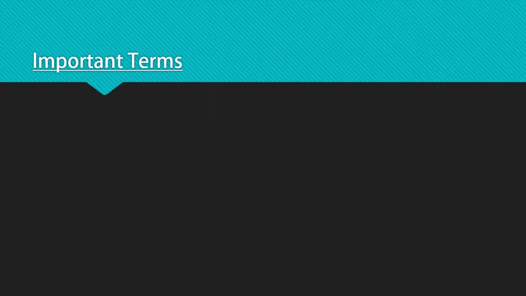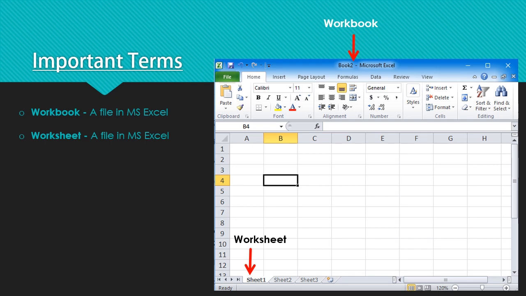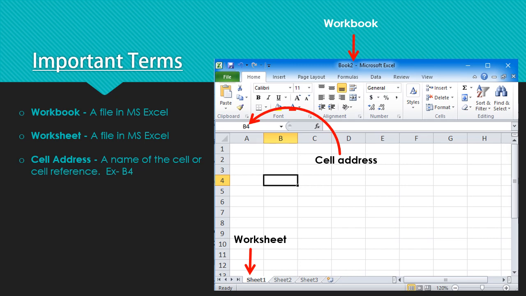Important terms. A file in MS Excel is called a workbook. A page in MS Excel is known as a worksheet. The name of the cell, or cell reference, is called a cell address. B4 is the cell address given here.